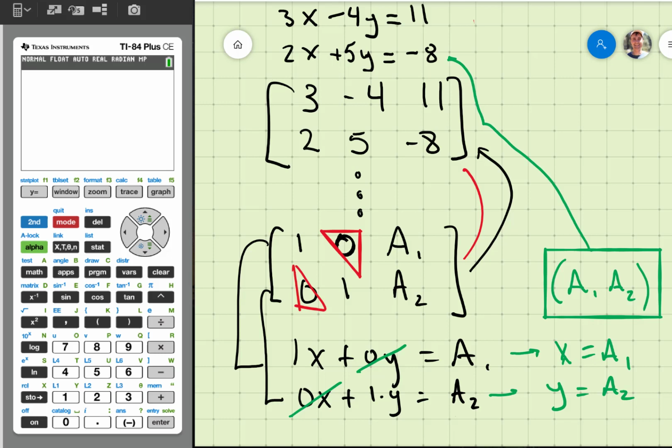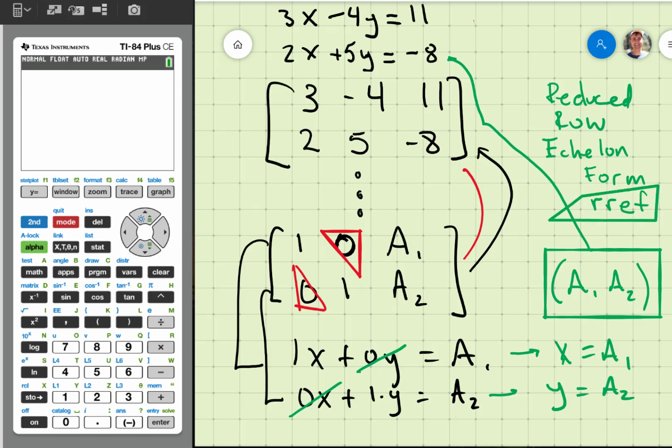So a matrix can tell us the answer to a system if we can get it in this form, and it's called reduced row echelon form. I don't know if I spelled that right. Reduced row echelon form, which as far as the calculator is going to go, it's the function RREF.